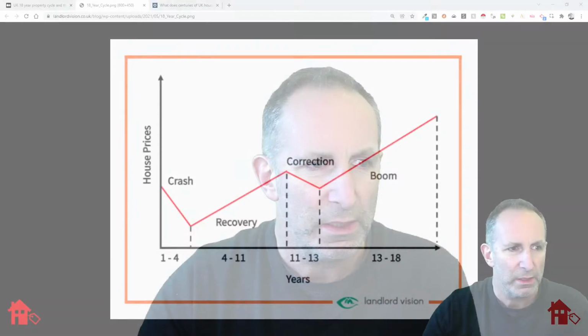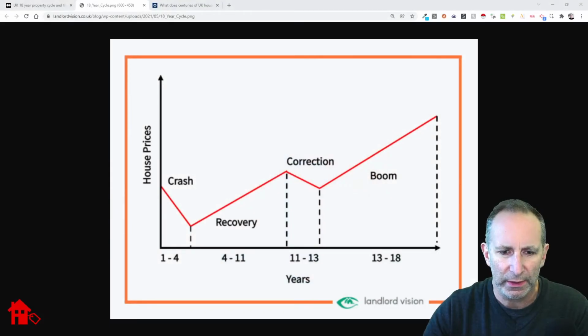In this lecture, we're going to introduce the idea of the 18-year property cycle, what it looks like, and show you a little bit of the historic data on the topic.